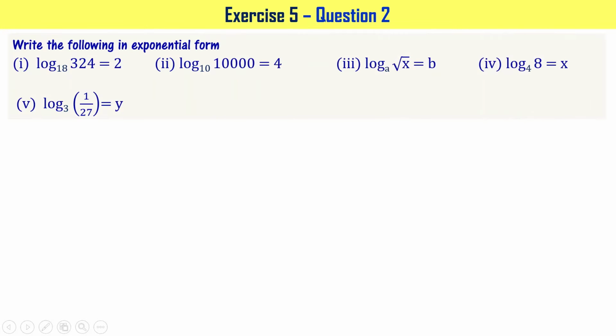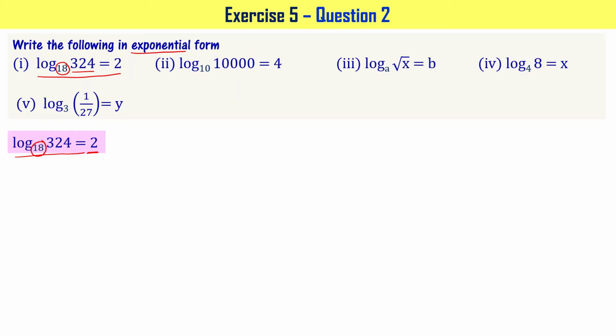Question 2 is write the following in exponential form. We are given 5 equations in their logarithmic form and we are asked to express them in the exponential form. The first one, you look at this. Log of 324 to the base 18 equal to 2, right? The base is 18 here.